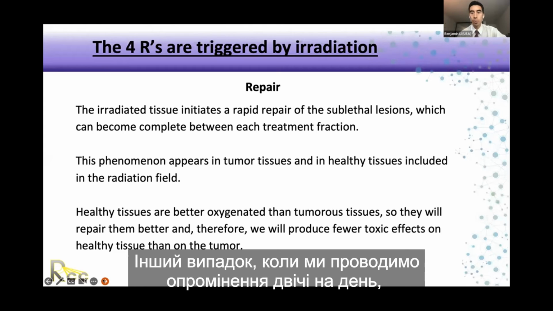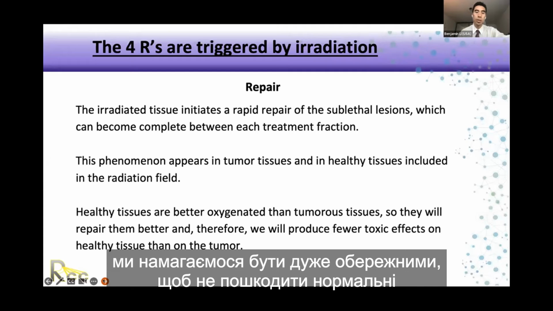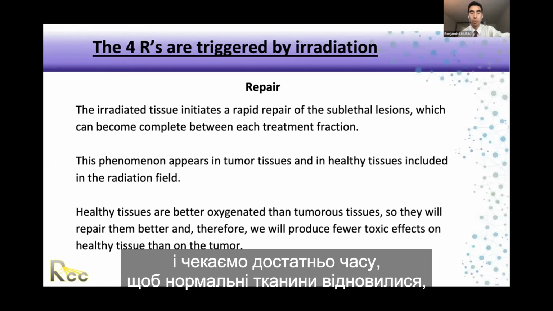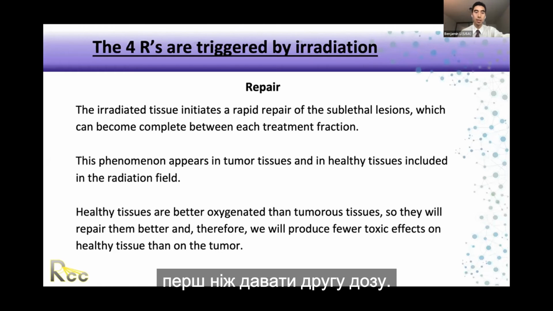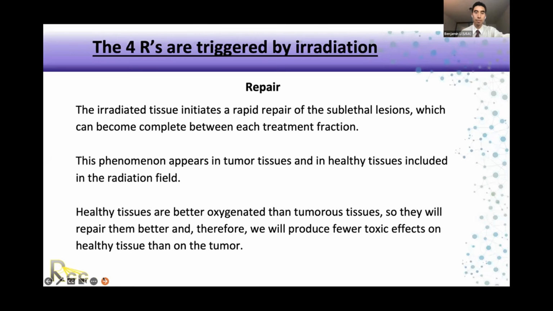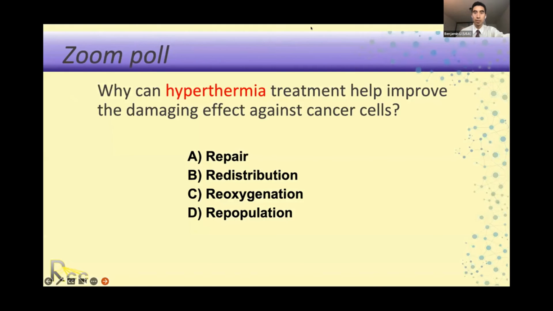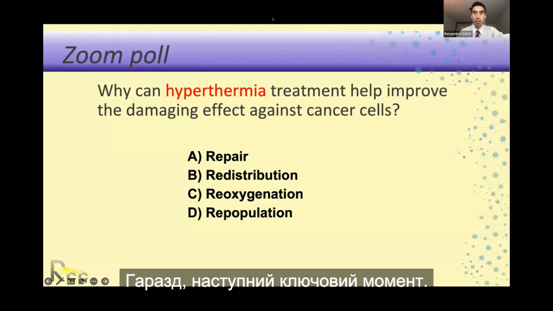And then the other times where you'll see twice a day treatment is when we're doing reirradiation and trying to be really careful about not damaging the normal tissues too much. So giving a low dose each time, waiting enough time for the normal tissue to repair before giving the second dose. Great question, though. Okay, next key point.